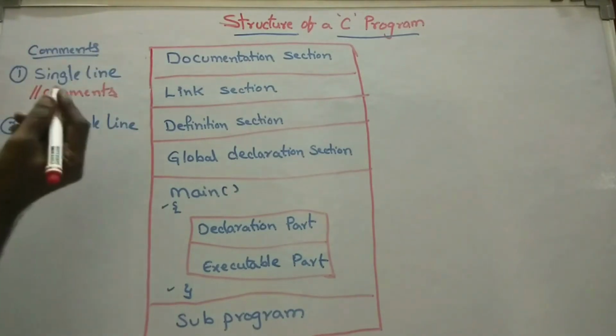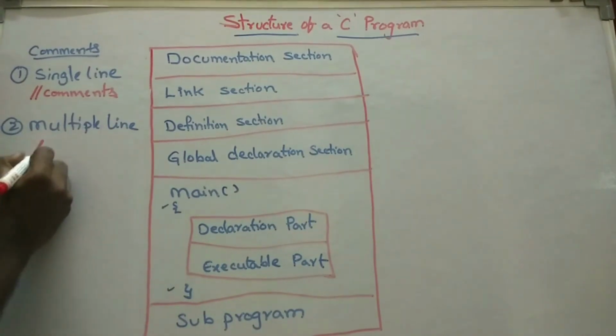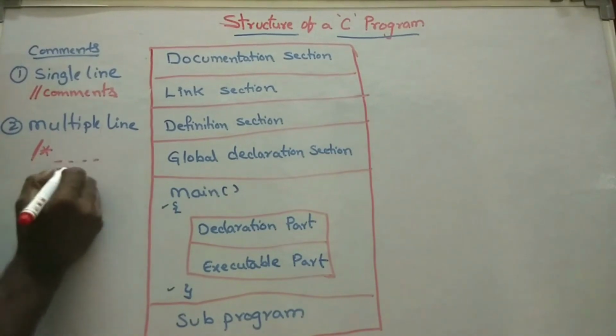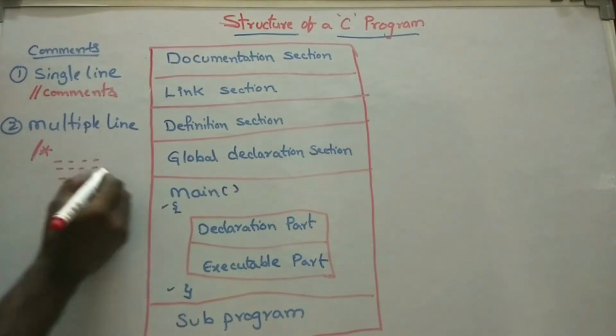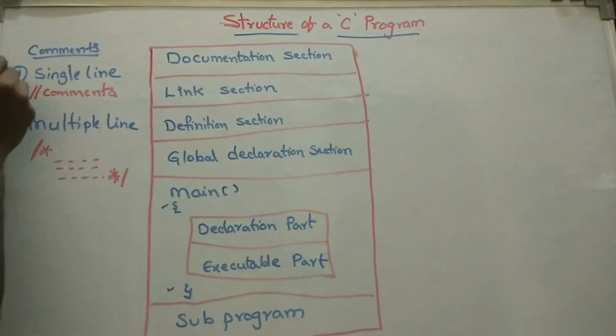I want to give the description about my program. More than one line means I can give slash star followed by n number of lines of comments and end with star slash. These are the two ways I can give the documentation about my program. Right? Suppose I am writing a program for addition of two numbers.